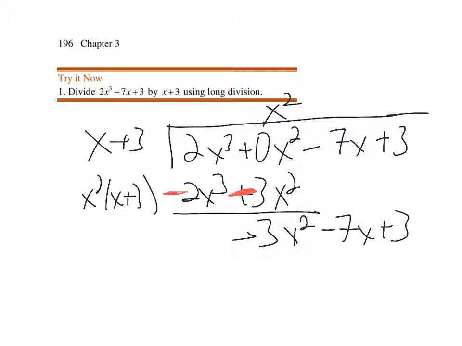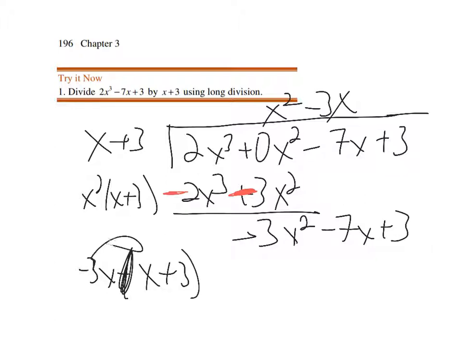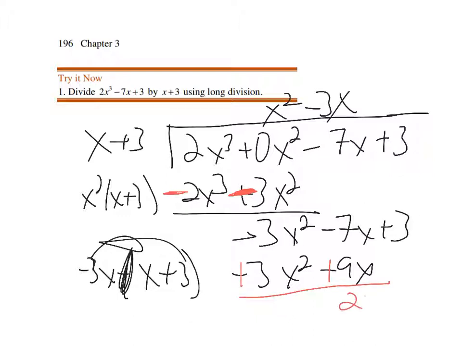Now what times x is negative 3x squared? Well, I think it's negative 3x. So I'm going to do negative 3x times x plus 3 and distribute. So negative 3x squared minus 9x. Then remember, change your sign. You're subtracting. That leaves you 2x plus 3.